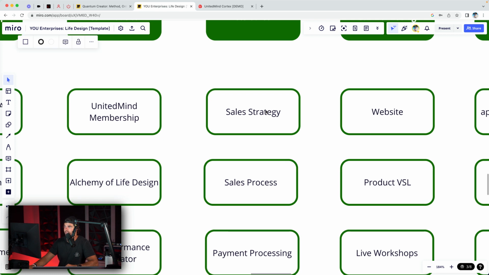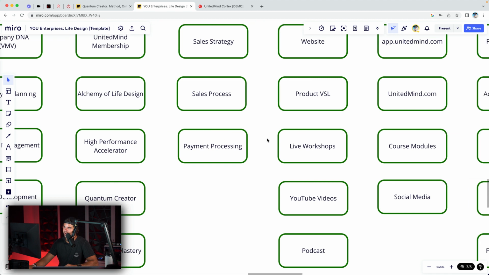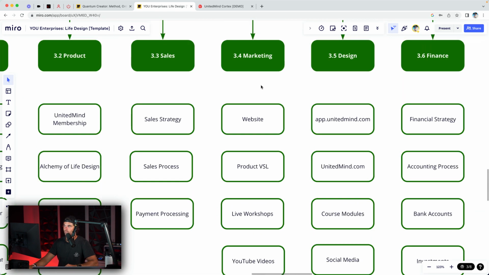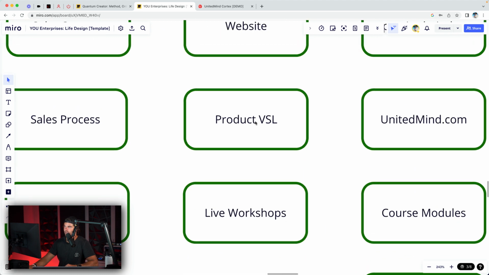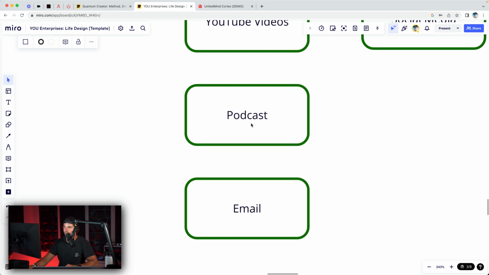Sales, what is the sales strategy, sales process look like? How do we collect and process payments? How do we track those metrics? Marketing, well, what are the forms of marketing? We market through our website, our product VSLs, our live workshops, YouTube videos, podcast, which is in development right now, email.